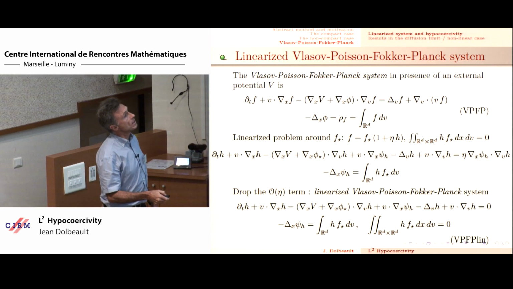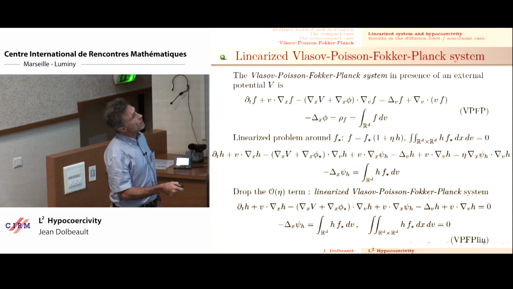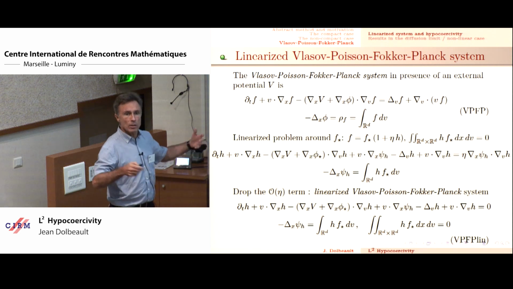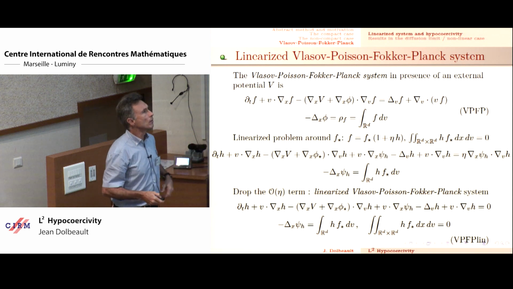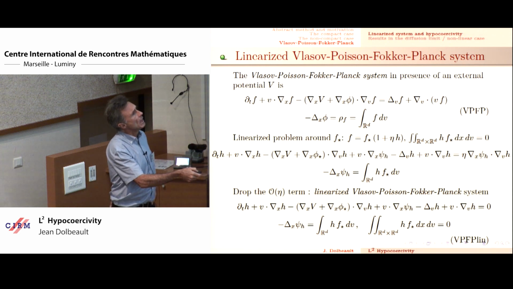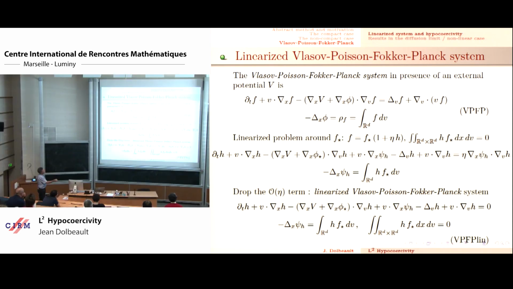Okay, so this is what is done here. Essentially you expand around the unique equilibrium. You have to assume that V is confining enough so that you have a well-behaved local equilibrium. And you write an equation for H. H is actually the quotient of F minus F star minus 1, up to the factor eta. If you replace it here, you get this term with a left-hand side which doesn't depend on the parameter eta, and with an eta here for the quadratic term.